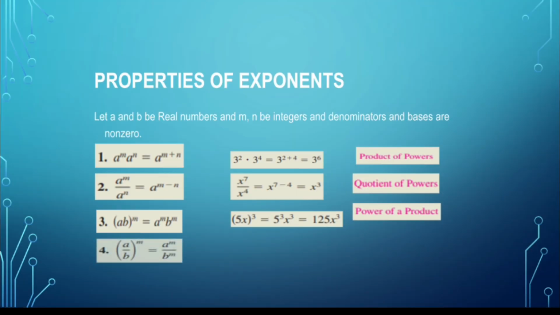The next rule says that whenever two different bases are in the quotient form and they have the same power over them, again we'll provide the same power to both the bases equally. Example, 2 over x whole power 3. Since 3 is the common power, we'll put this power over 2 and we'll put this power over x, and we'll simplify. The final answer is 8 over x cube. This is known as power of a quotient.